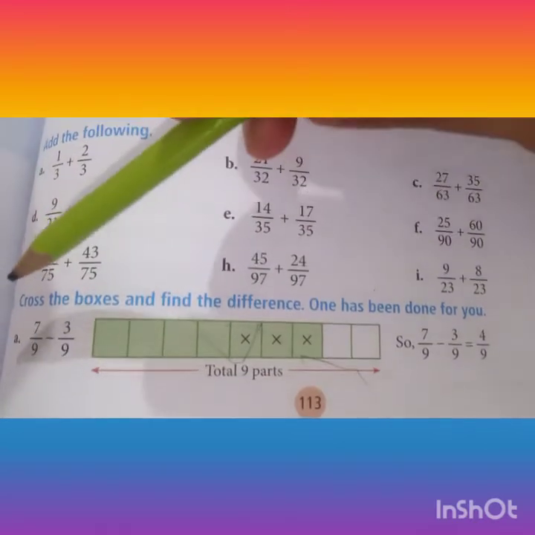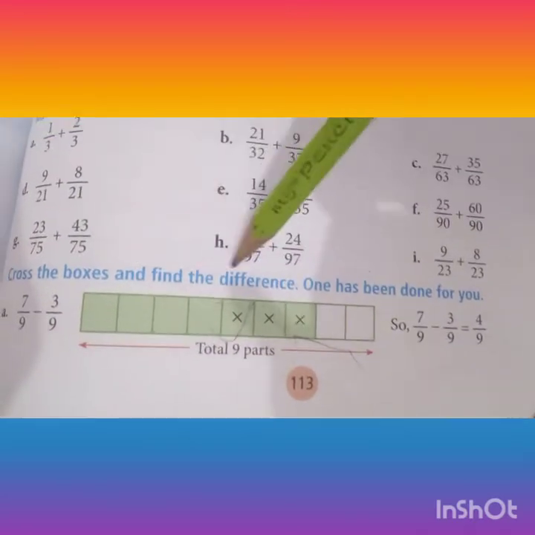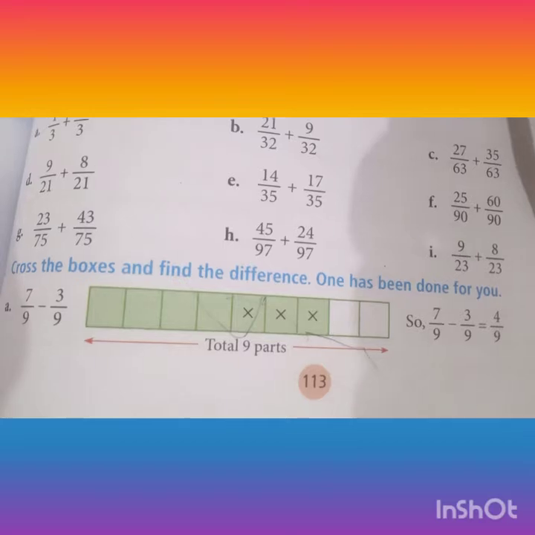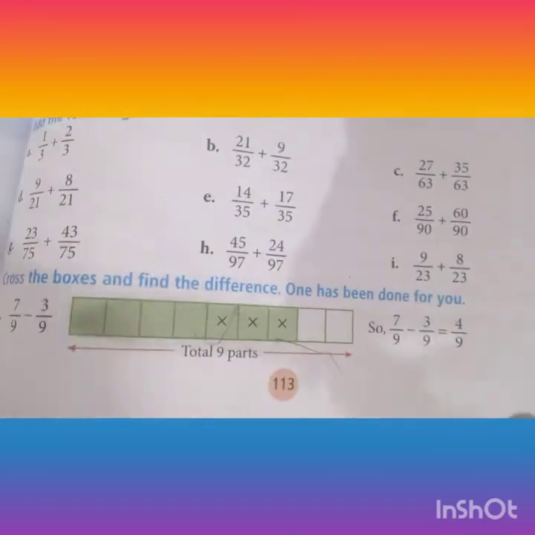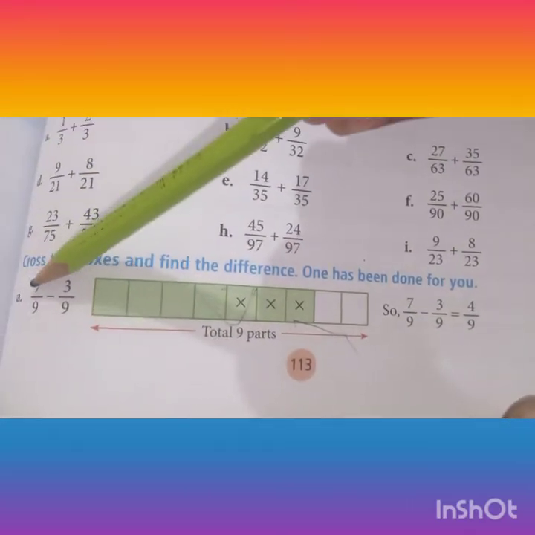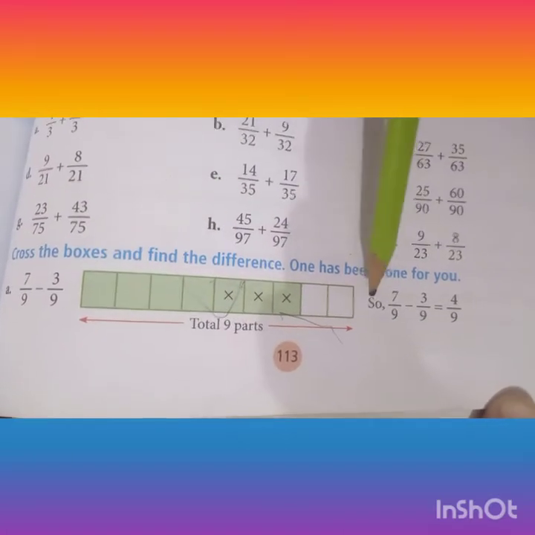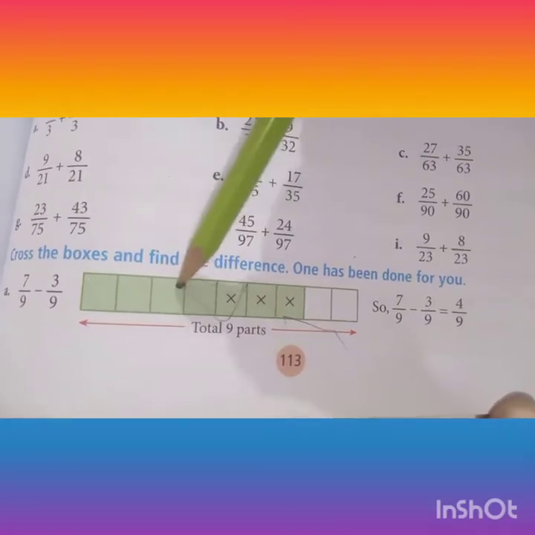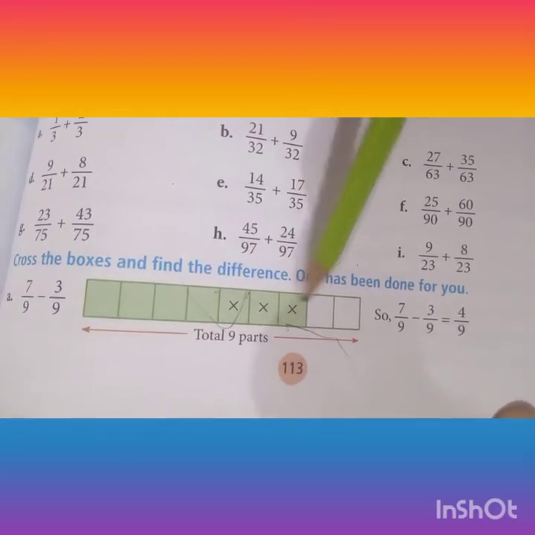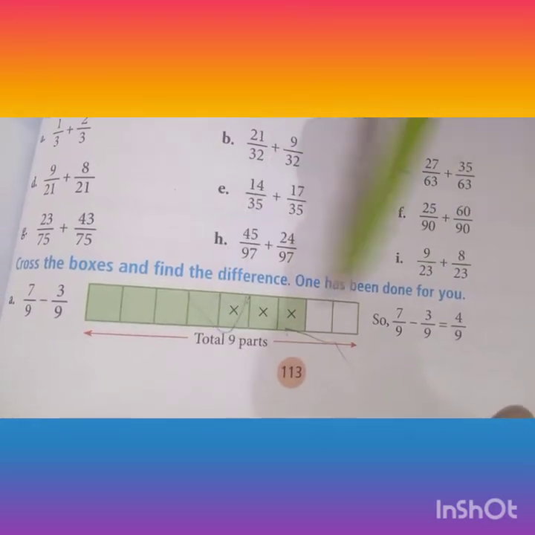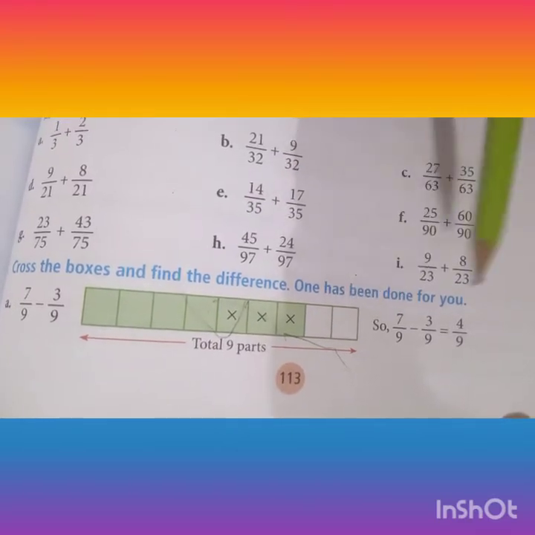Question number 3 is cross the boxes and find the difference. One has been done for you. You can cross. One example has been given, 7 minus 3 upon 9. We have the boxes, 9 boxes. 7 boxes are colored and 3 boxes are crossed, and 4 boxes remain colored, and 2 are blank.